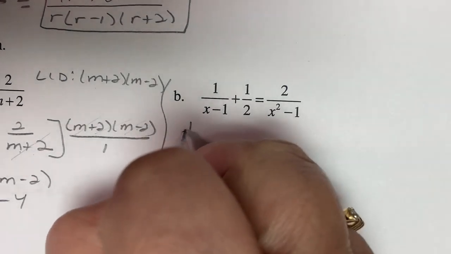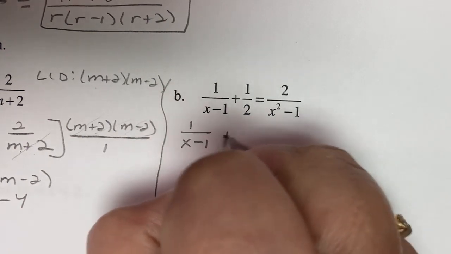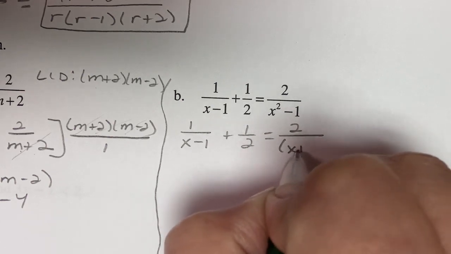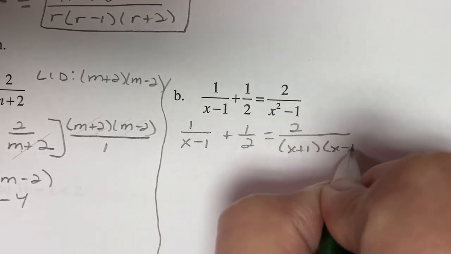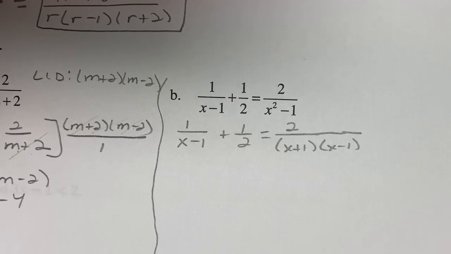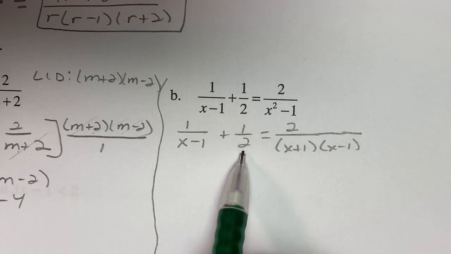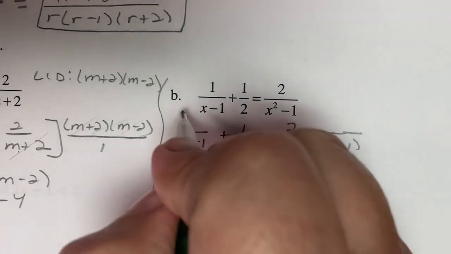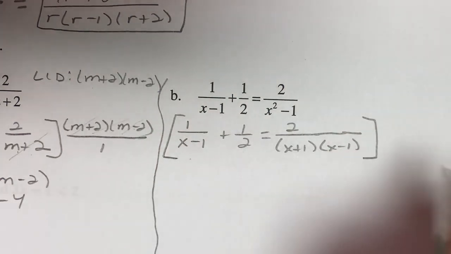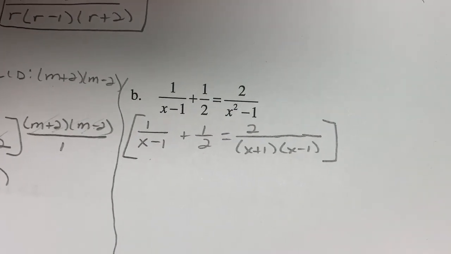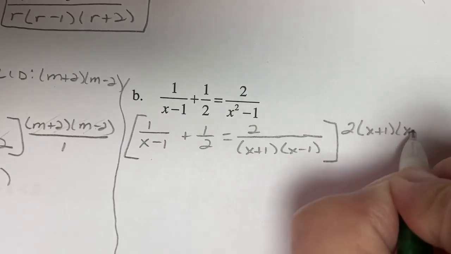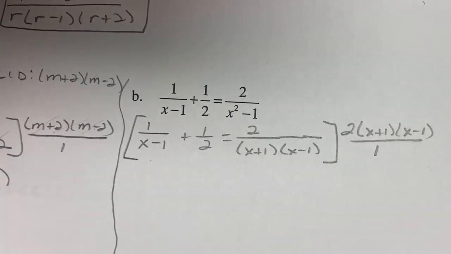Something similar is going to happen here. So let's go ahead. I notice that this third fraction, the denominator, is going to factor. So you should be able to see that your common denominator is 2 times x minus 1 times x plus 1. So we're going to multiply everything by 2 times x plus 1 times x minus 1 all over 1.